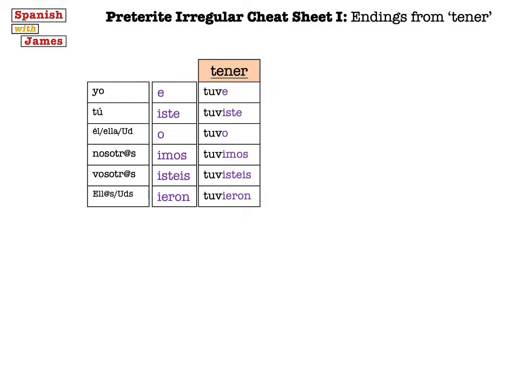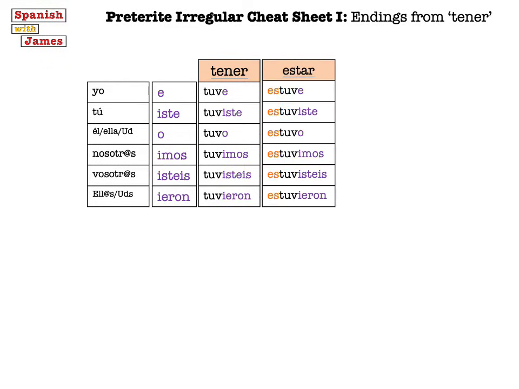The first verb I'd like to mention is the verb estar, because basically, although estar and tener don't normally have anything to do with each other in all of the other tenses, in the preterite they're really similar. In fact, all you need to do is add es to the start of the tener endings, the tener conjugations, and you get the conjugation for estar. So, tuve, I had, estuve, I was. Tuviste, you had, estuviste, you were, and so on. So all you have to do is just add es, and you've unlocked the verb estar in the preterite.